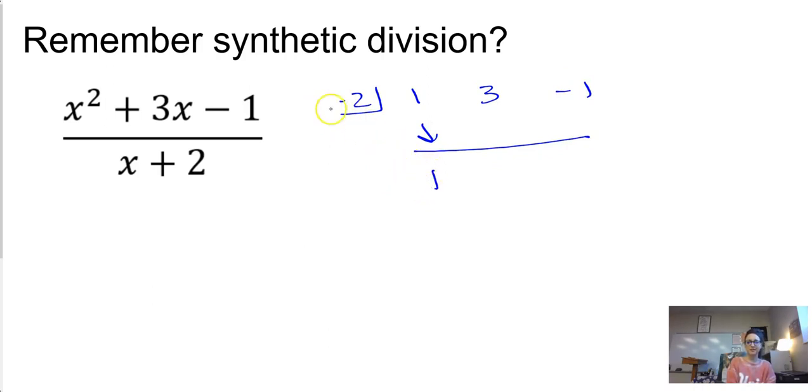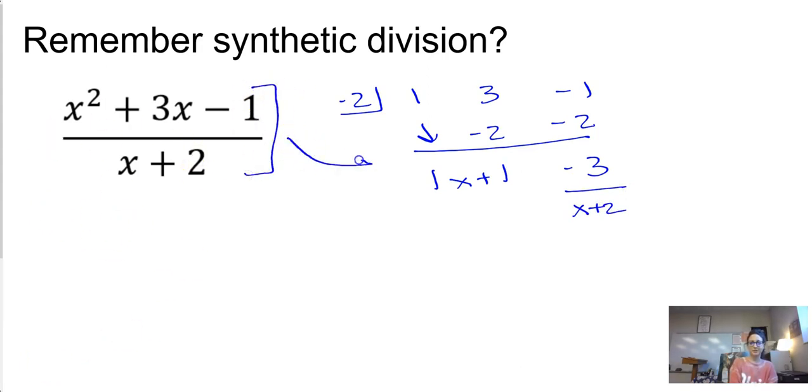So multiply diagonally, -2, add straight down, that'll be +1, multiply, -2, add straight down, that'll be -3, okay? So I'm getting x plus 1 with a remainder of -3. In other words, -3 over my divisor of x plus 2, right? So this whole thing can be rewritten like so, x plus 1 minus 3 over x plus 2.